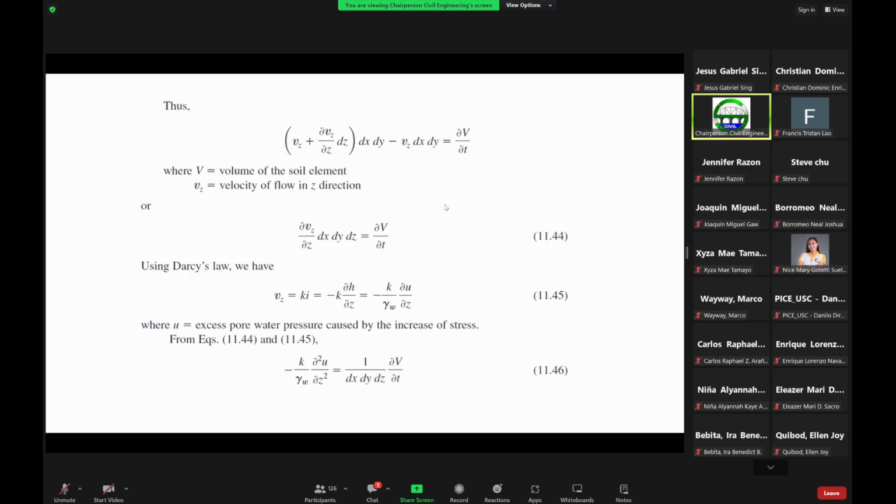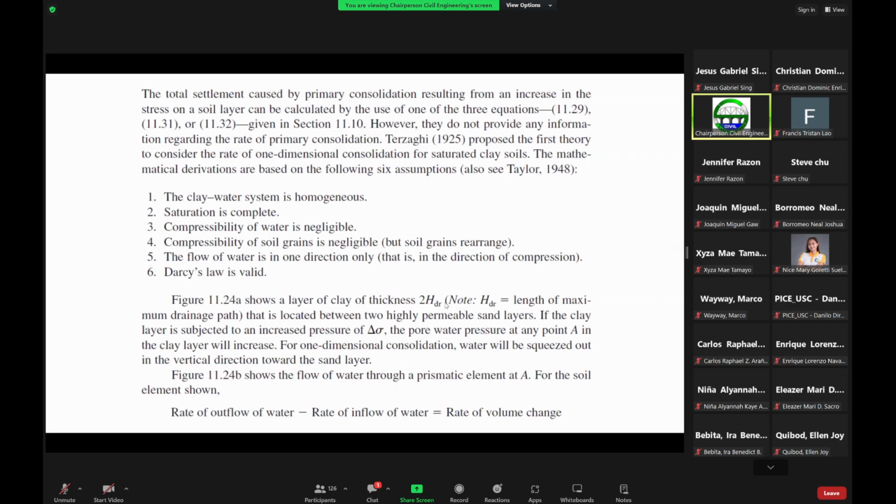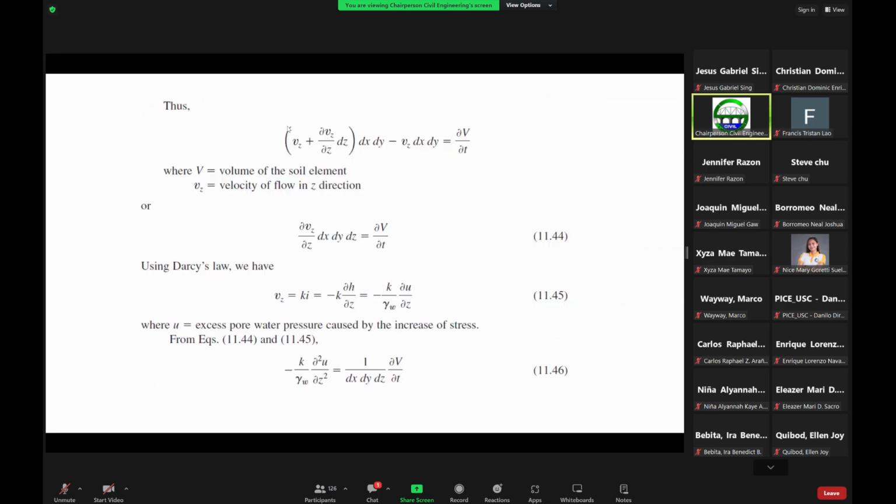So with this equation, we now have the rate of outflow minus the rate of inflow equal to the change in volume with respect to time, where V is the volume of the soil element and V sub Z is the velocity of flow in the vertical direction, the Z direction. If we simplify this, we get this equation here.